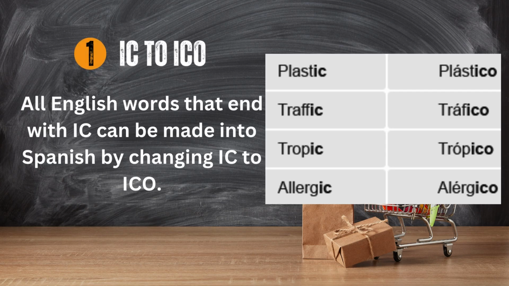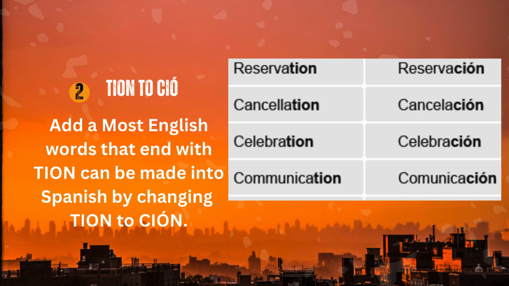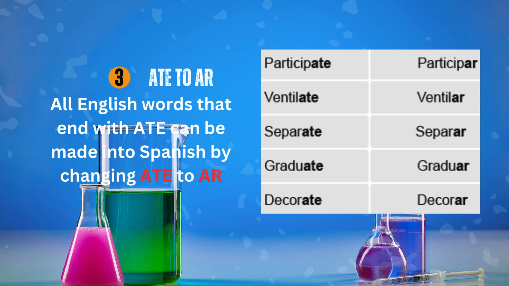All English words that end with IC can be made into Spanish by changing IC to ICO. Most English words that end with TIN can be made into Spanish by changing TIN to CIN. All English words that end with ATE can be made into Spanish by changing ATE to AR.